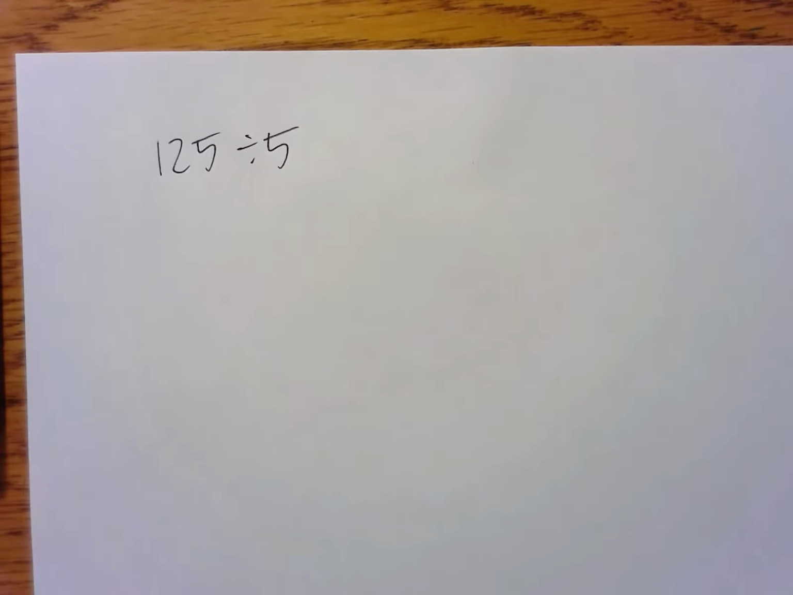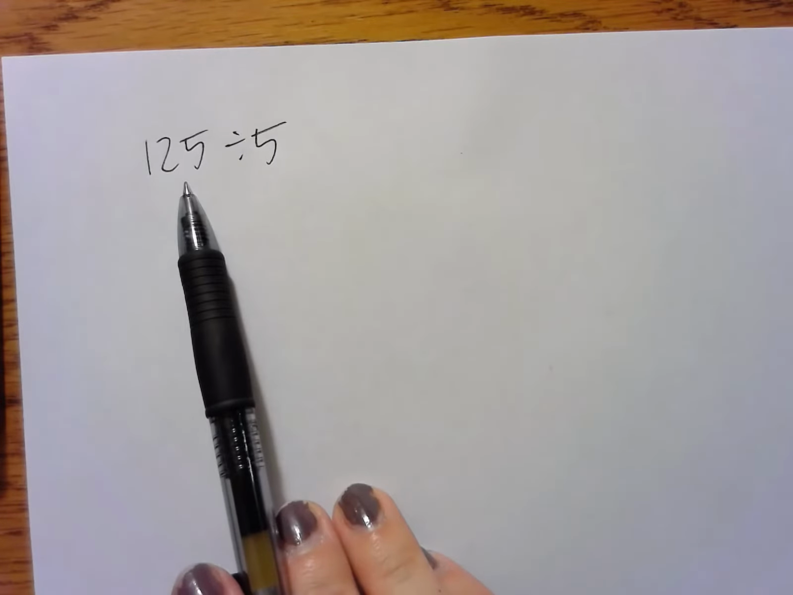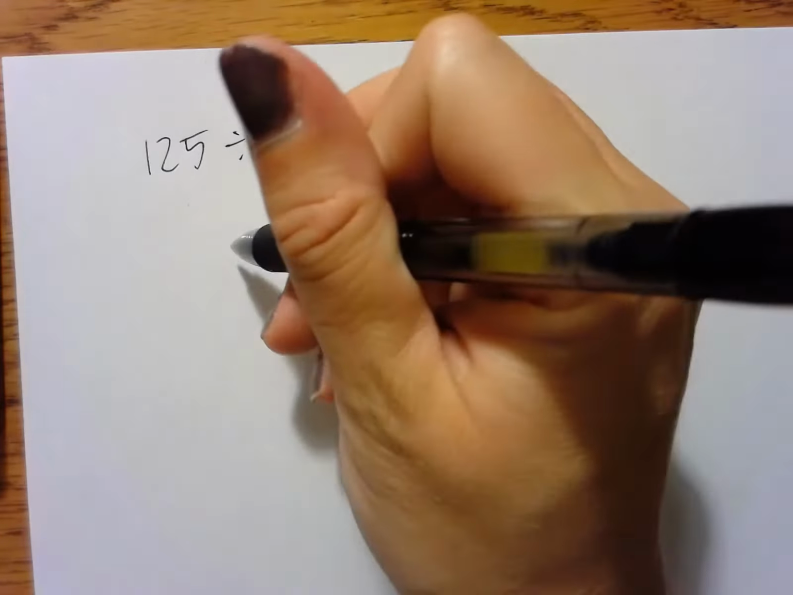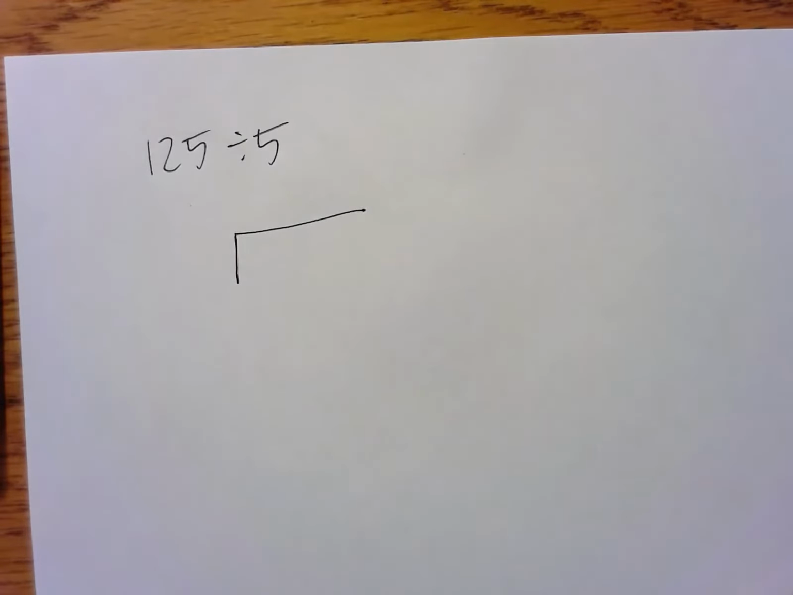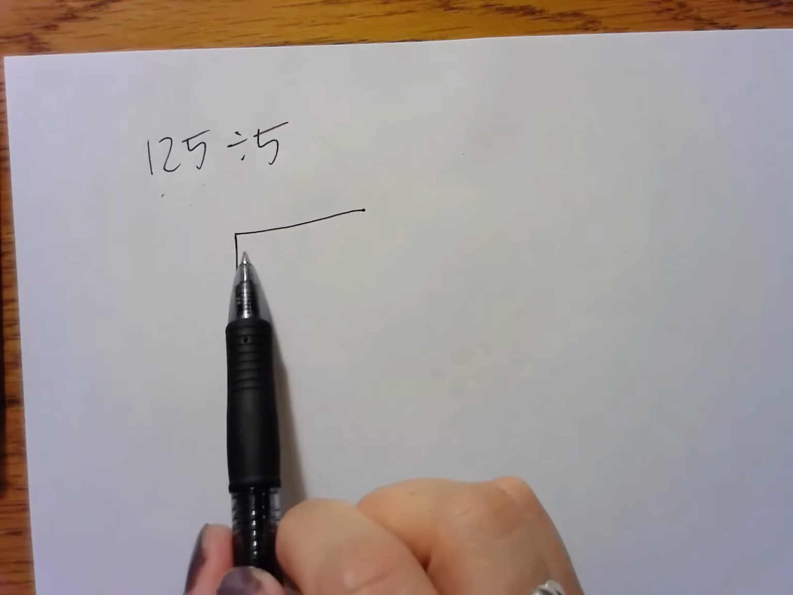Alright, so today we're going to practice long division. Our answer is going to be a whole number, so we won't have any remainder in this problem. So first off, the first number is the one that is going to go inside of our division symbol. So the 125 goes inside.